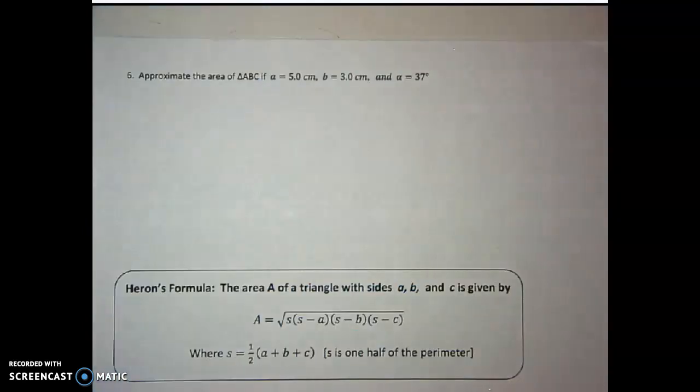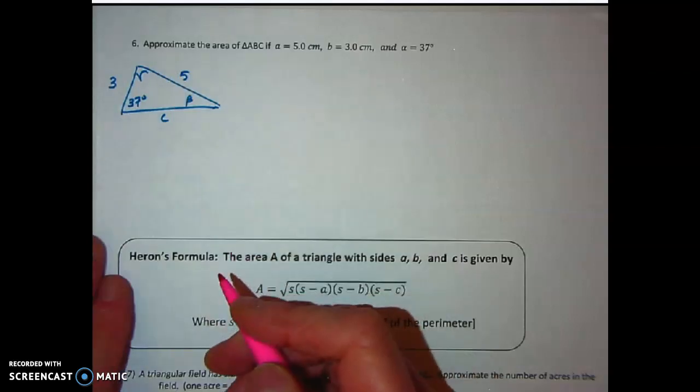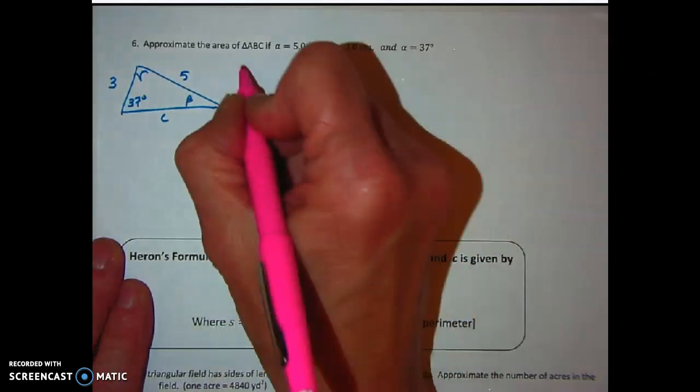Example number 6, approximate the area of this triangle ABC, given a is 5, b is 3, and alpha is 37. Again, please pause the video to see if we have the right information. Draw your picture. So I do not have the right information. Since I'm given these two sides, I need angle gamma. So let's see if we can find angle gamma.